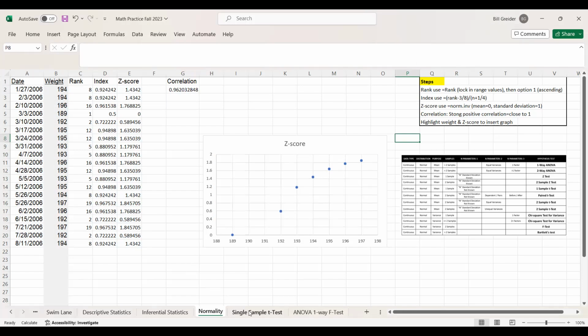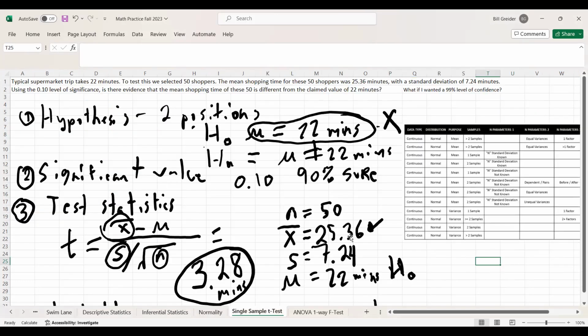Another type of test, you'll see single sample t-test. I hope it's not too small for you guys. Continuous data. My data is normal. The purpose is, again, the mean, the average of something. I have one sample, and the standard deviation is not known of the population, okay? And I'll explain that right now, what that means. So what I want to show you was the single sample t-test.